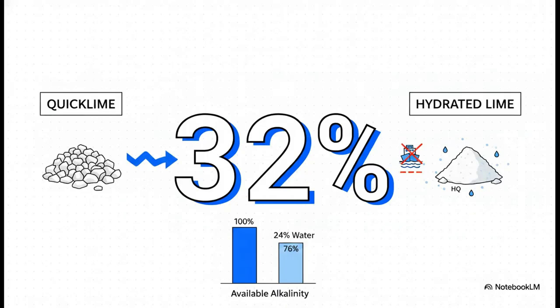Pivoting over to macro-level logistics, there's a crucial point for long, expensive sea freight legs, and it comes down to this number: 32%. A ton of quicklime delivers roughly 32% more available alkalinity than a ton of hydrated lime. Remember, when you buy hydrated lime, nearly a quarter of its mass is chemically bound water. When you choose quicklime, you aren't paying international freight rates just to ship water across the ocean. You're getting pure, incredibly dense neutralizing capacity.